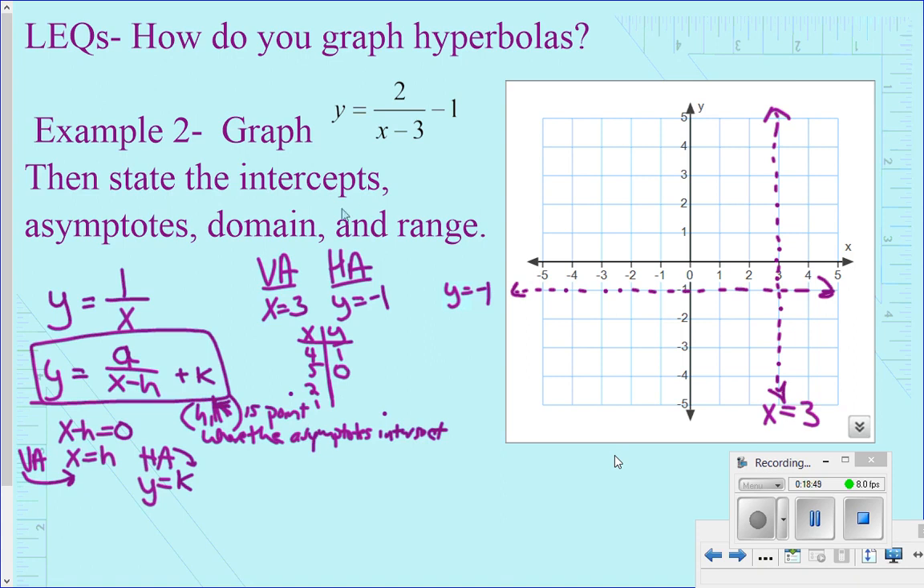Putting in 2, 2 minus 3 is -1. 2 divided by -1 is -2. -2 minus 1 is -3. And lastly, putting in 1, 1 minus 3 is -2. 2 divided by -2 is -1. -1 minus 1 is -2. So I'm going to plot those points. (4, 1), right there. (5, 0), right there.